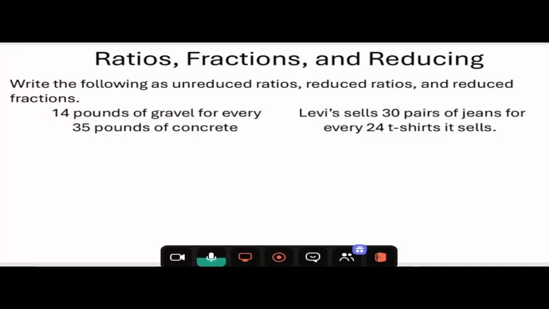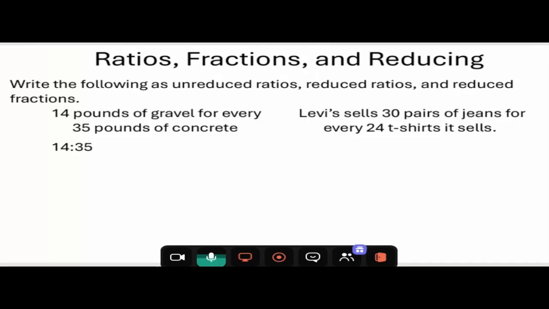So let's take a look at these. So we have 14 pounds of gravel for every 35 pounds of concrete. That could be a ratio that we would use if we're mixing up some concrete. So that is the ratio 14 to 35.